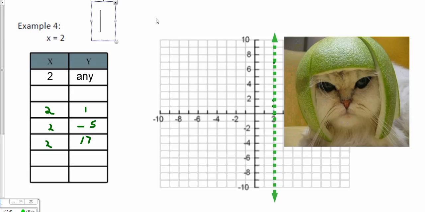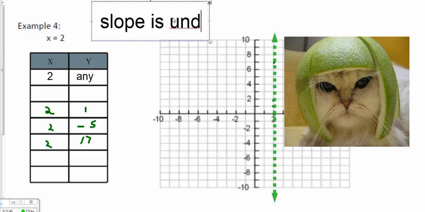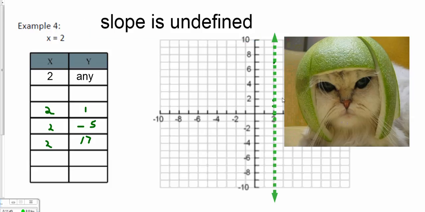And we would actually say in that case that the slope is undefined. Slope is undefined when it's vertical, because we're going up an infinite amount of times and going over 0 times. So it's like infinity divided by 0. And you can't divide anything by 0, so it's undefined.